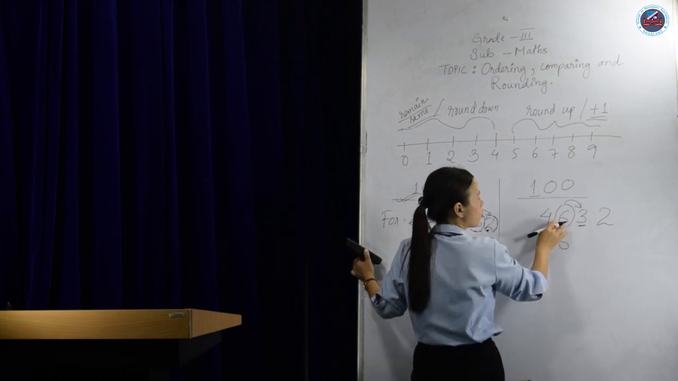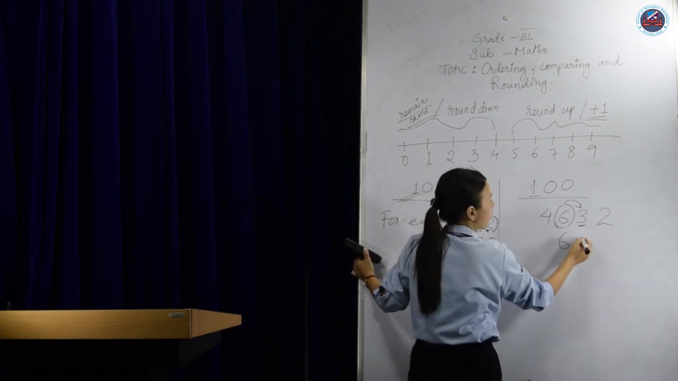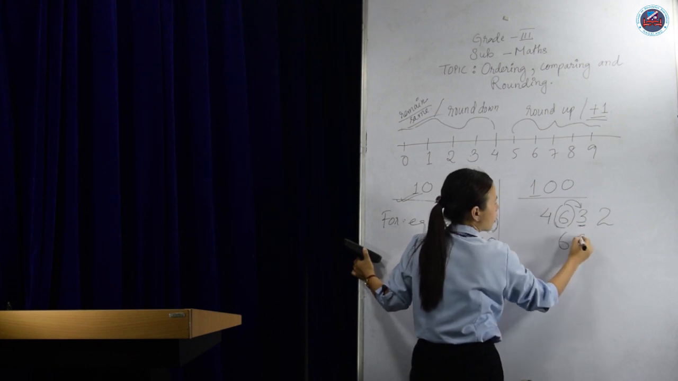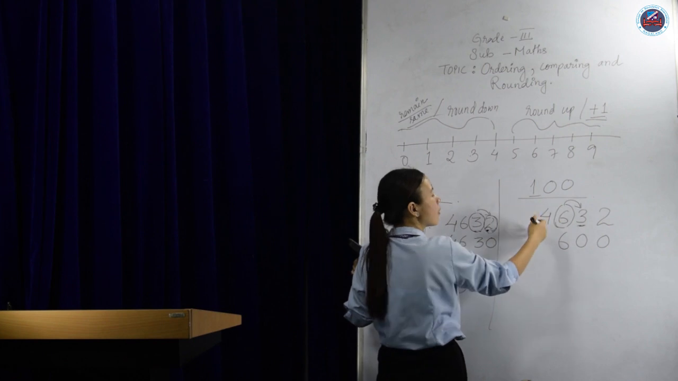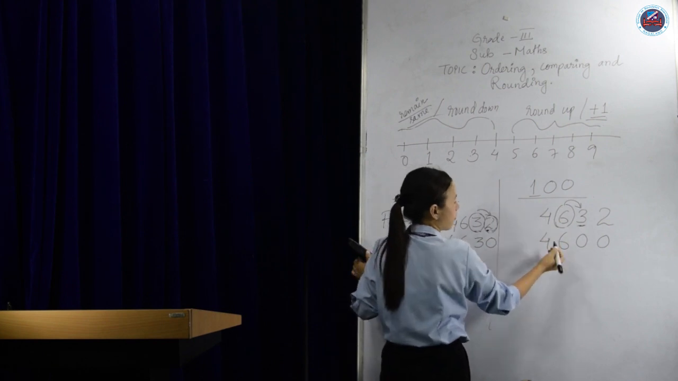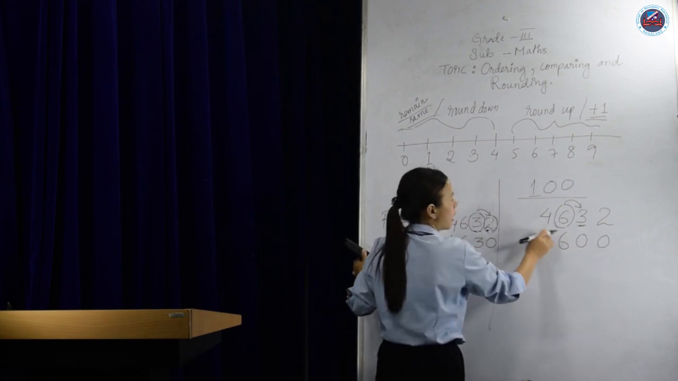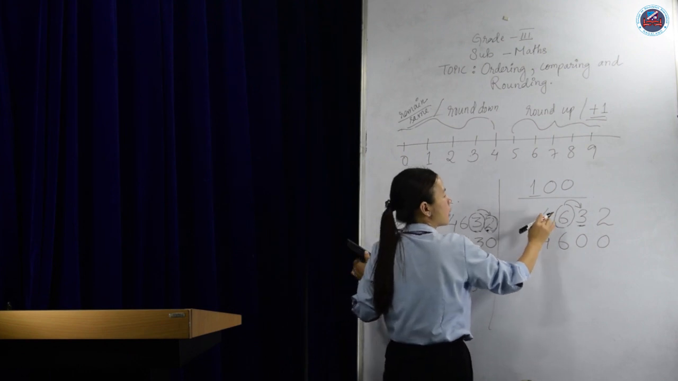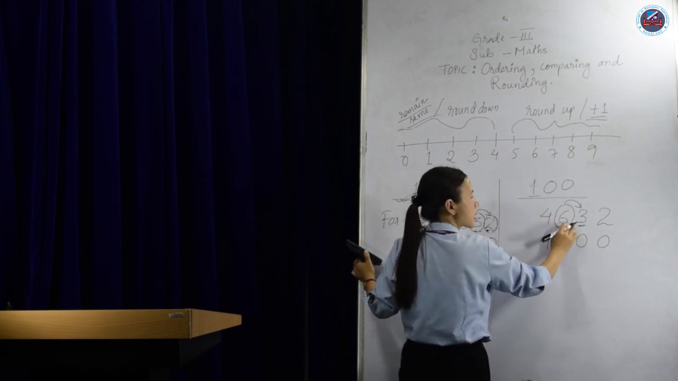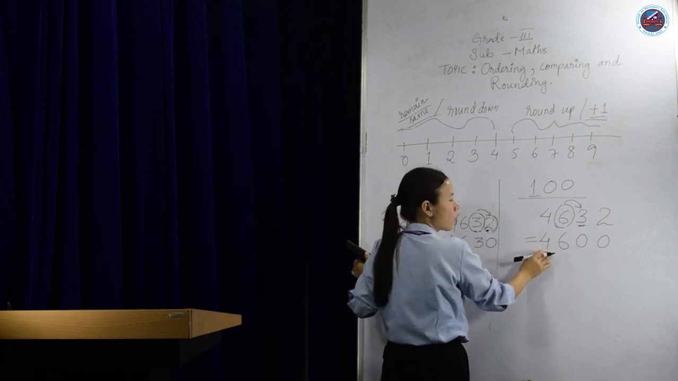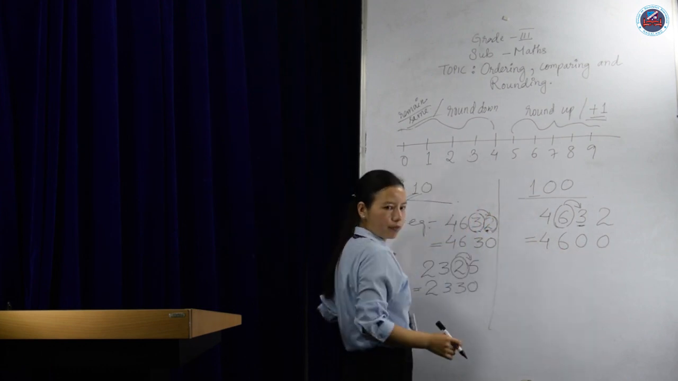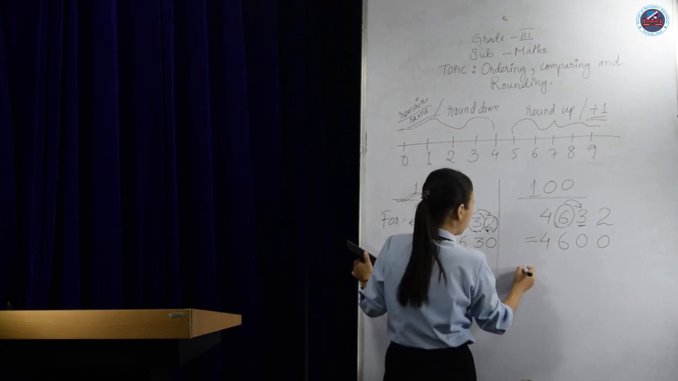And the digits to the right will be replaced by 0, that is 0 for this and 0 for this. And the digits to the left remain the same. That is 600. That is, when you round this number, 4,632, to the hundreds place, we get our answer as 4,600. Now let's take another example.